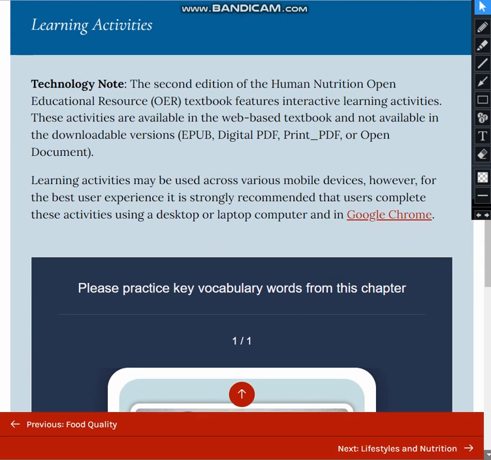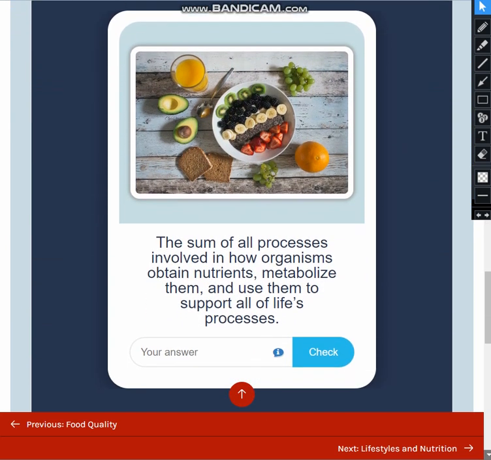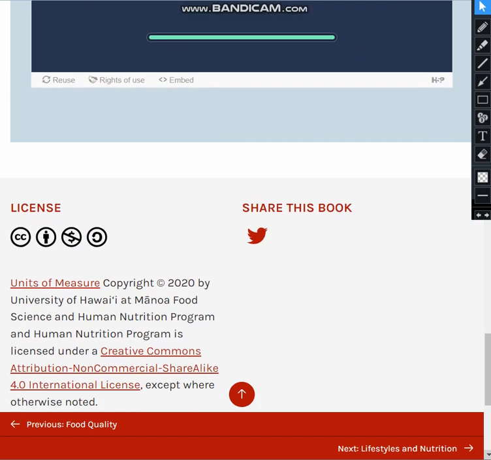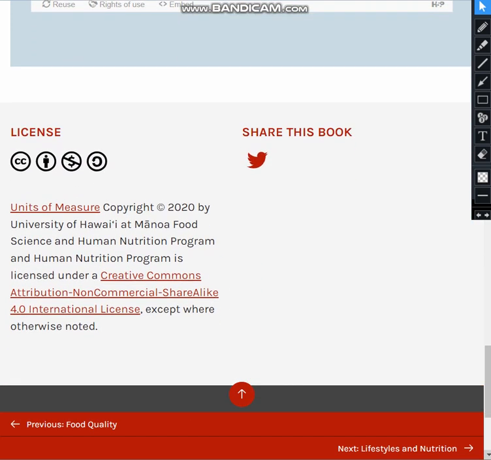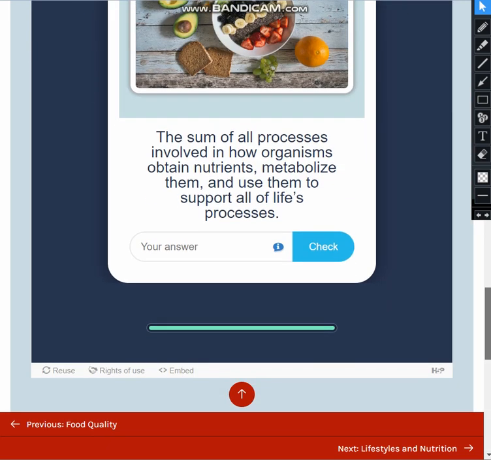You should also see these learning activities at the end. You should always try to do these activities because they are really good for summarizing whatever you have learned. Okay, so enough of measurement units.